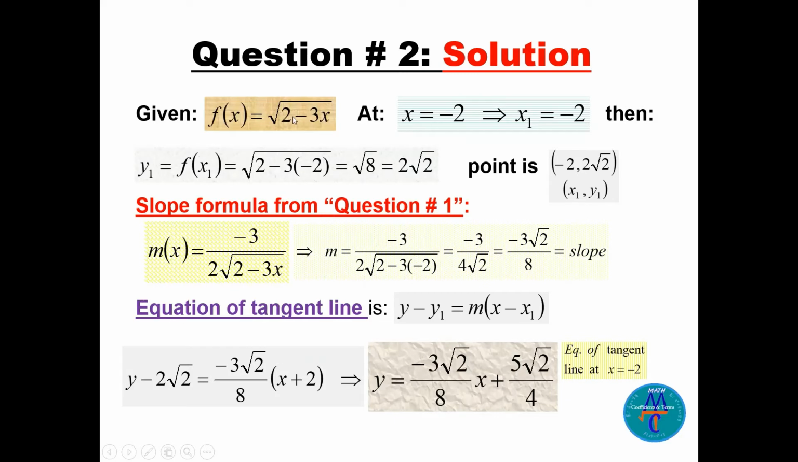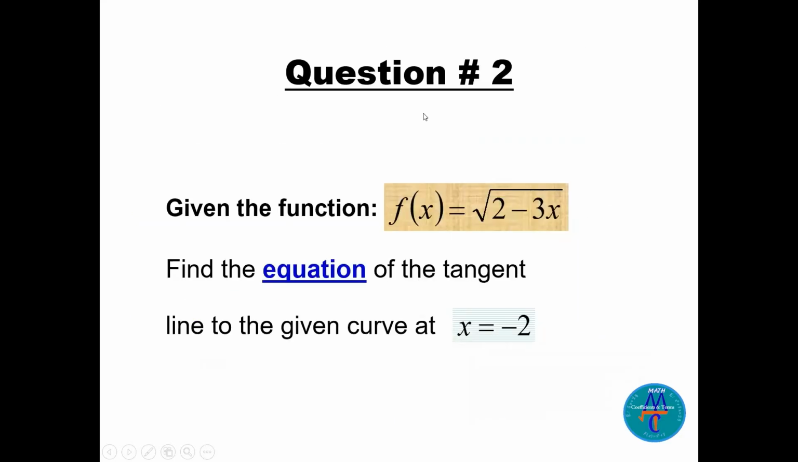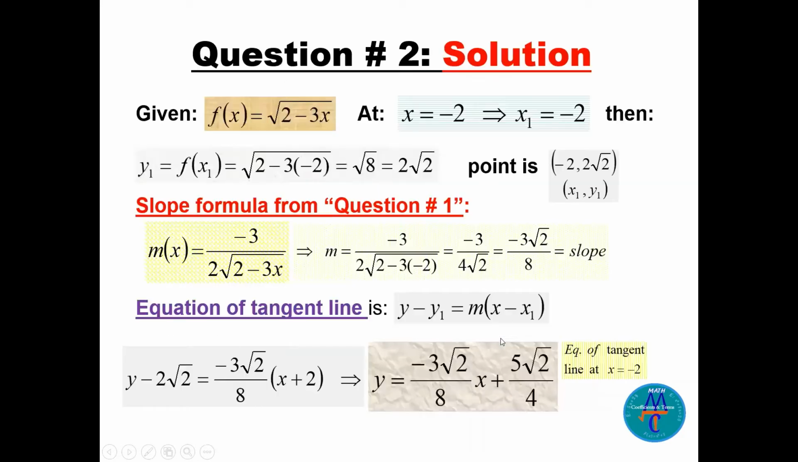Okay, so this is the function. x equals minus 2, you see that in the given. So this one will be x1. Now to find y1, it will be f of x1. Just replace minus 2 in the function here. Minus 2 times minus 3 is 6, plus 2 is 8. Square root of 8 will be 2 square root of 2. So this is the point of tangency: minus 2, 2 square root of 2, which is x1, y1.